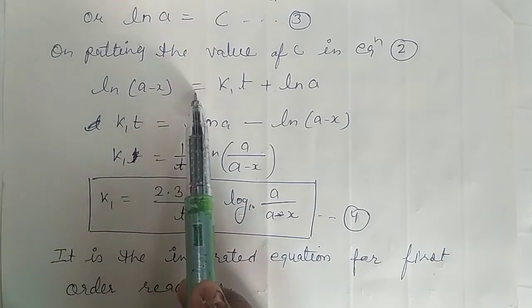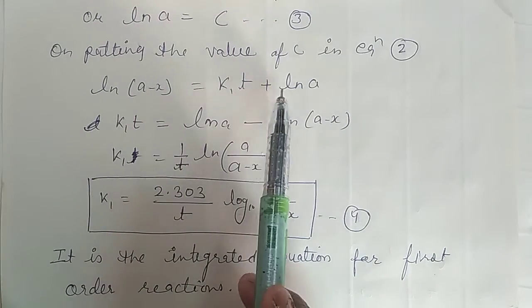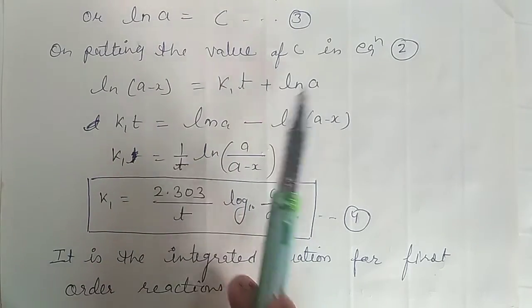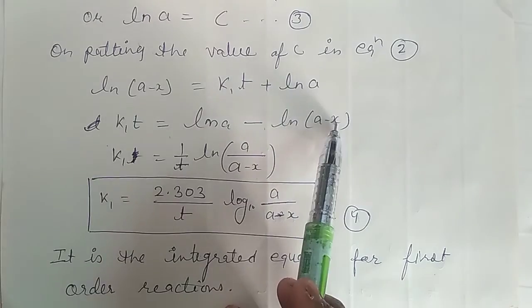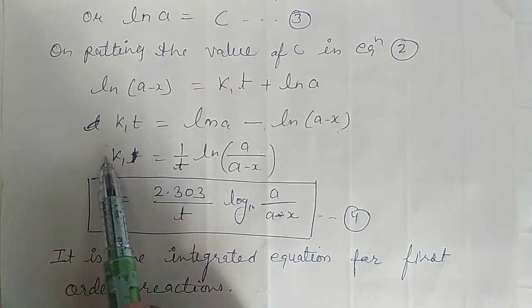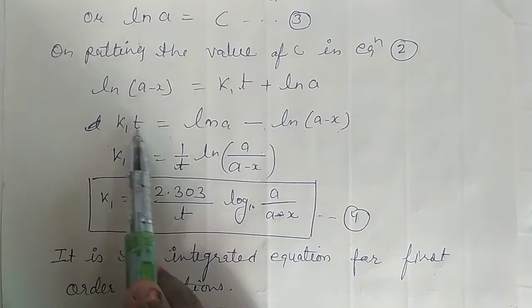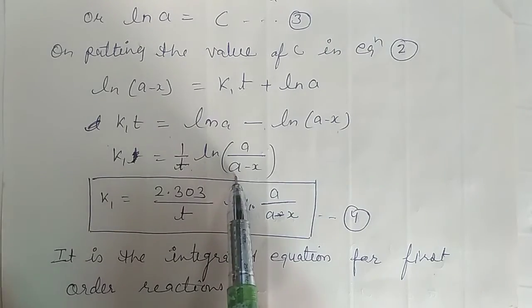ln a minus x is equal to k1t plus ln a. It is the value of c. Or we can say k1t is equal to ln a minus ln (a minus x). Or we can say k1 is equal to 1 upon t ln a upon (a minus x).